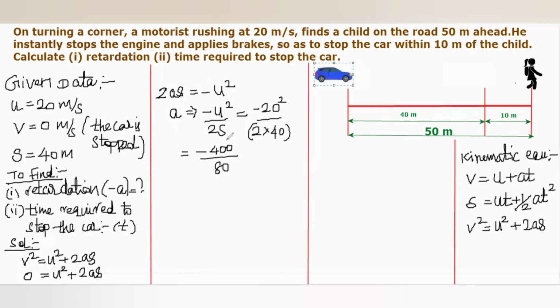Okay, we can cancel this 0. And if you divide this 8 with 40, we will get 5. So the final answer, we will get minus 5 meter per second square. So the acceleration equals minus 5 meter per second square.